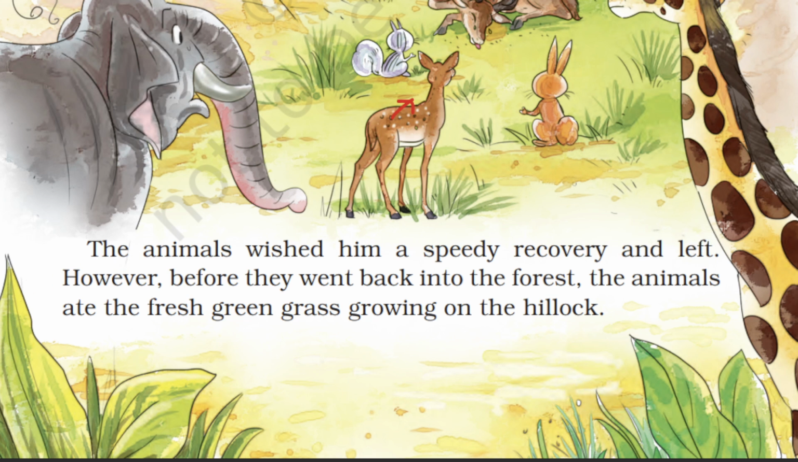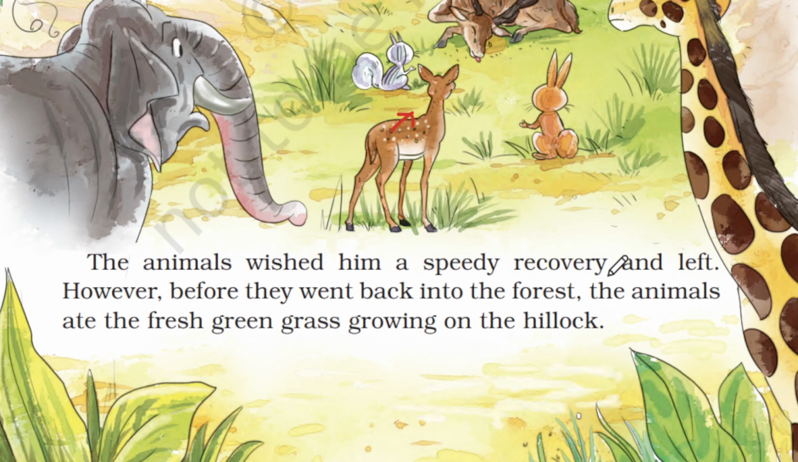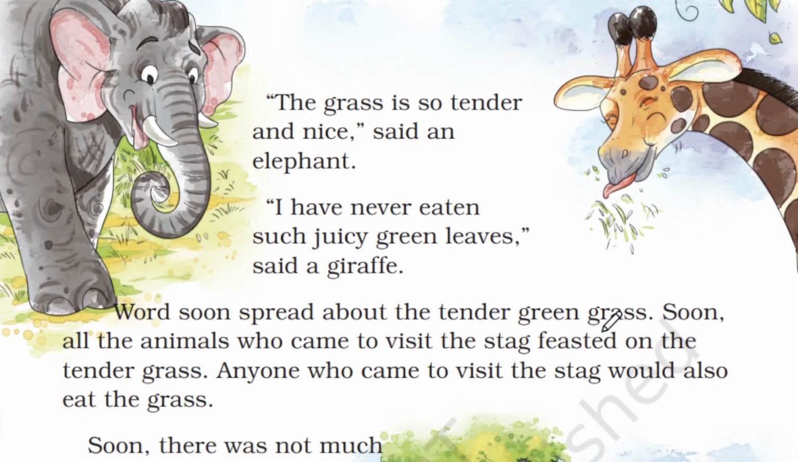However, before they went back into the forest, the animals ate the fresh green grass growing on the hillock. So, what happened? They started tasting the fresh green grass which was on the hillock. So now look at this picture. The elephant is eating, the giraffe is also eating. The grass is so tender and nice, said the elephant. I haven't eaten such a green leaf, said the giraffe.